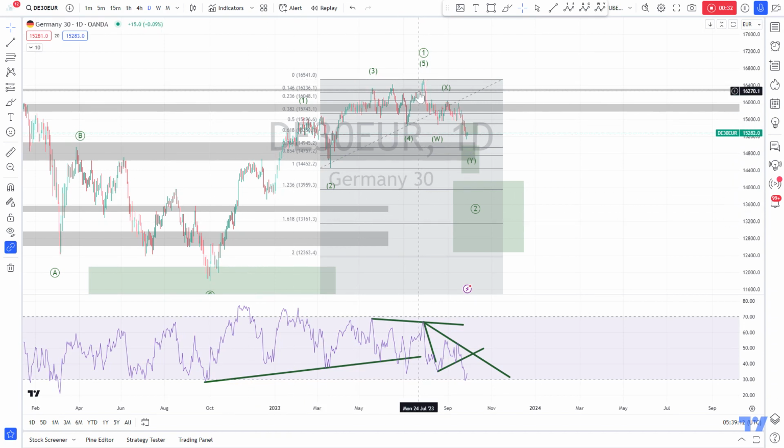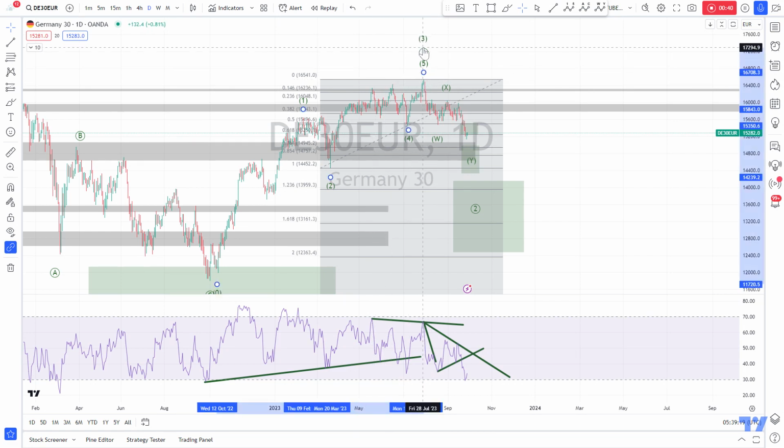So my primary take is that we finished a wave one here, but there was still a secondary scenario that this was the wave three instead, and that we are working here on a wave four. But now we went beyond the 0.618 FIB level, which made it a bit difficult to argue for a wave four. Normally the 0.618 FIB level is the maximum retracement that a wave four goes.